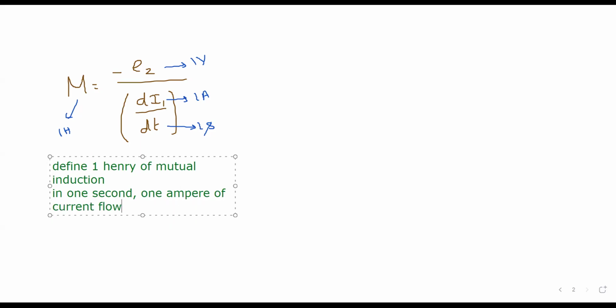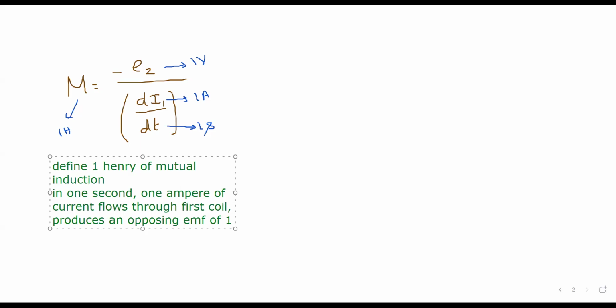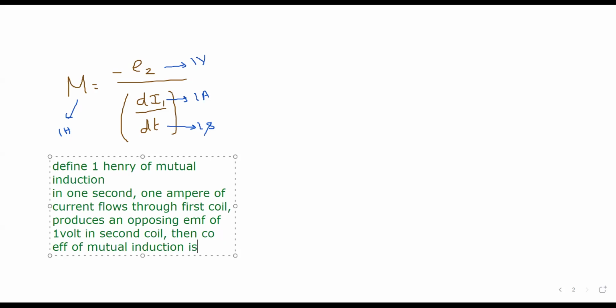Answer: in 1 second, 1 ampere of current flowing through the first coil, I1, produces an opposing EMF of 1 volt in the second coil. Have you noticed this? I1 is the first coil current, E2 is the second coil voltage. So when 1 ampere current is put in the first coil and a voltage of 1 volt is created in the second coil, then the coefficient of mutual induction is 1 Henry. Clear? Make a note.